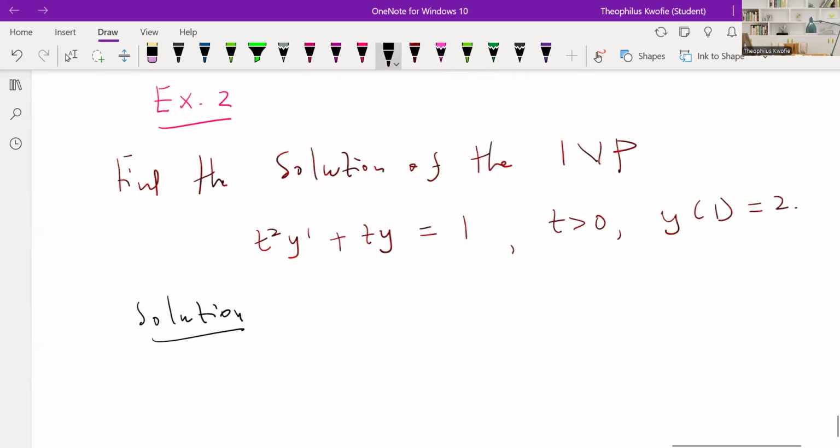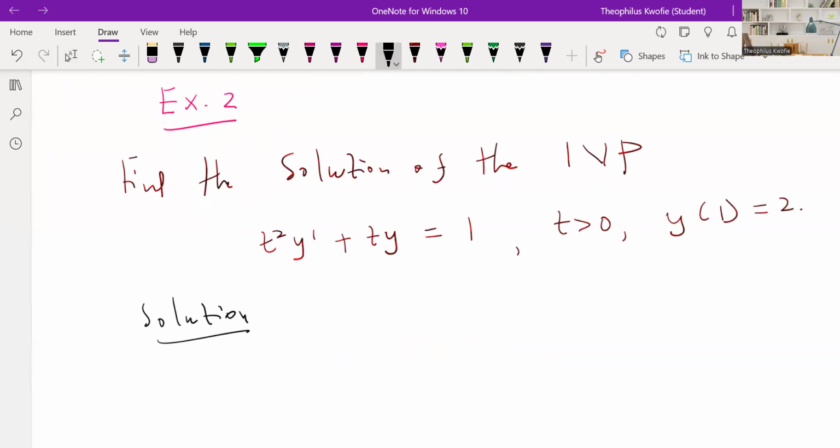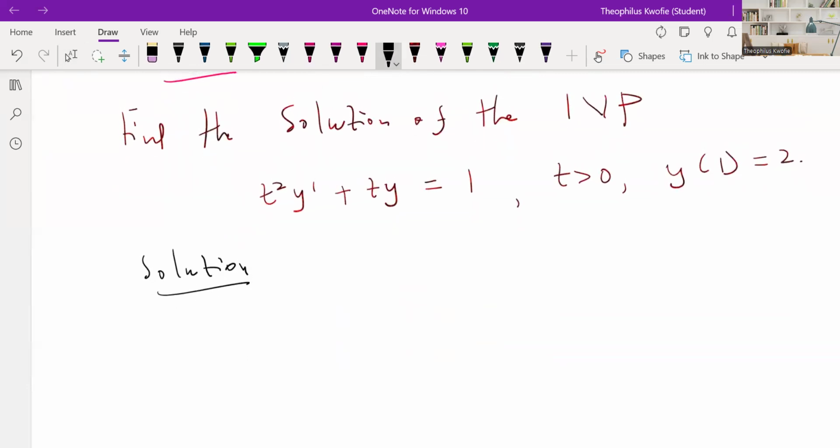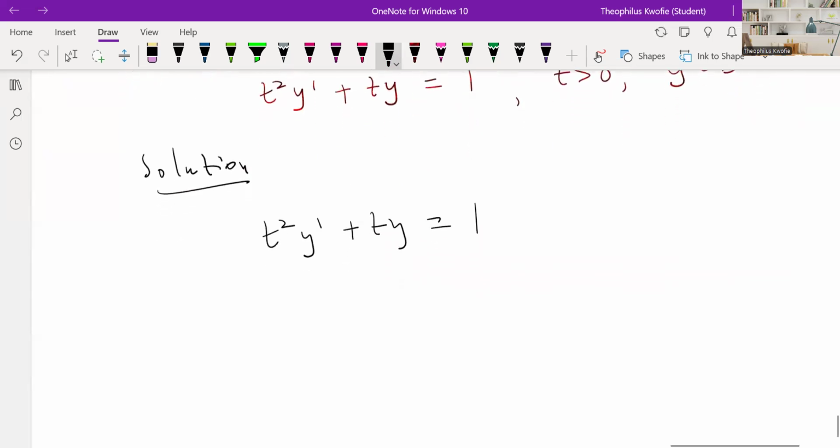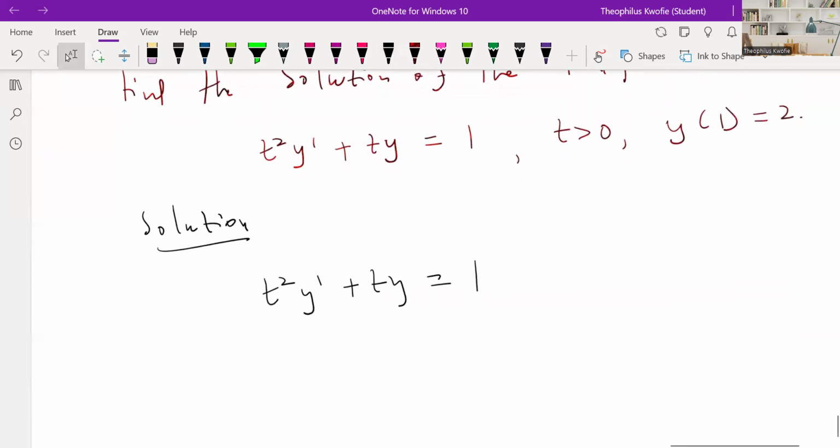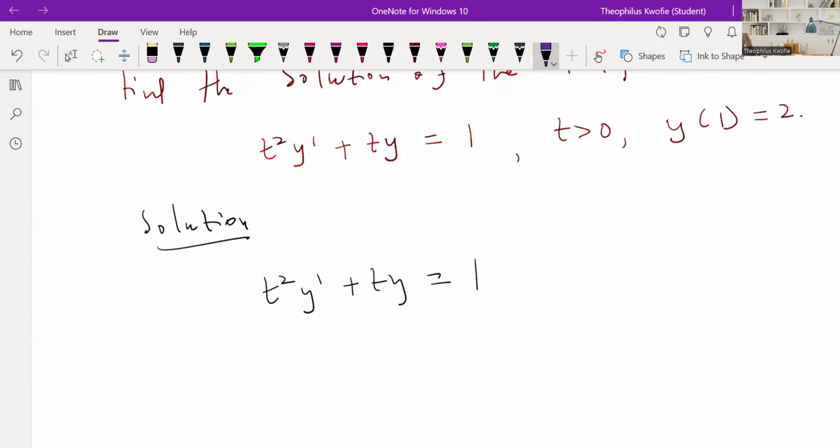I hope that makes sense. Now, given this particular problem, we want to use the integrating factor. So what do you think the integrating factor will be? The integrating factor will be e to the power the integral of what? Our p in this problem is what?